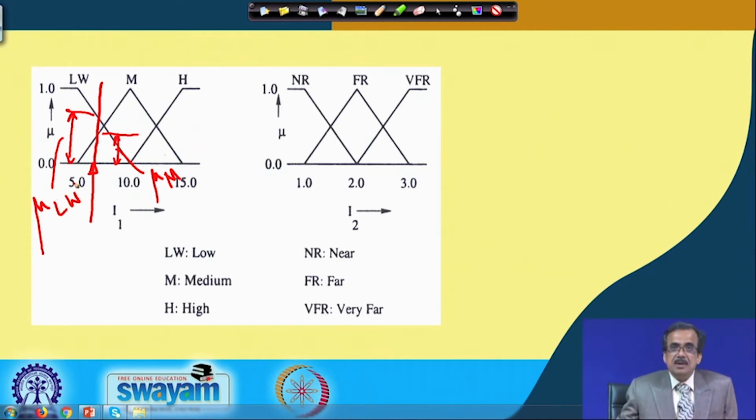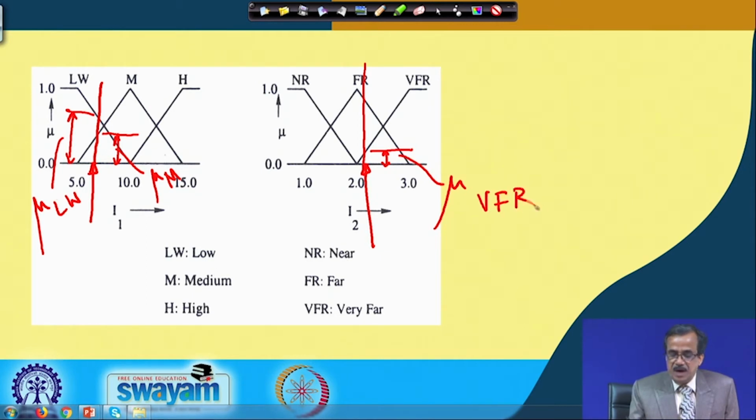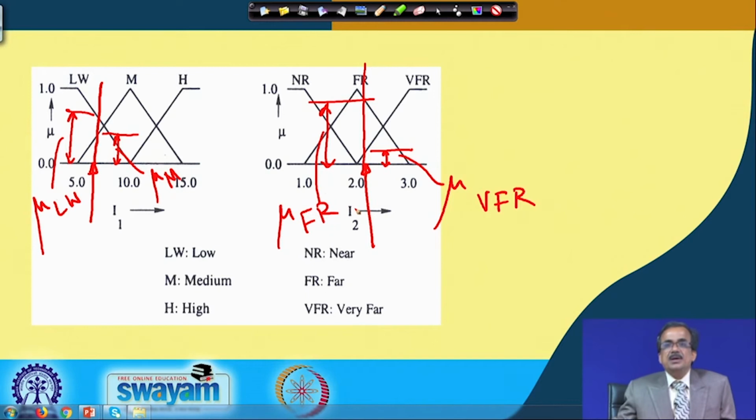Now, similarly like 2.2. This value of I2 is 2.2 and corresponding to this particular 2.2, I can find out what should be the membership function value. So, if it is very far, this is nothing but the membership function value for very far, and similarly this is the membership function value for the far. And once you have calculated these membership function values, we can proceed further, and how to calculate this membership function value, that I have already discussed in detail.